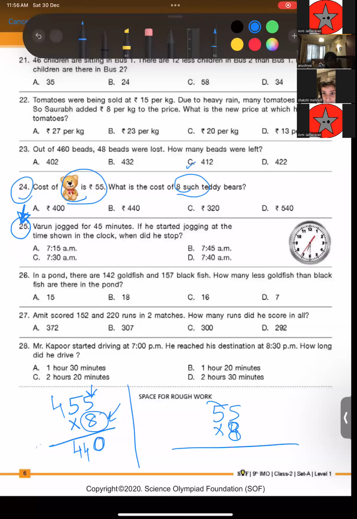25. Varun jogged for 45 minutes. If he started jogging at the time shown in the clock, at what time did he stop? Now, first of all, you should know how to read the watch correctly. Read the clock. First question. What does the time say on the clock?